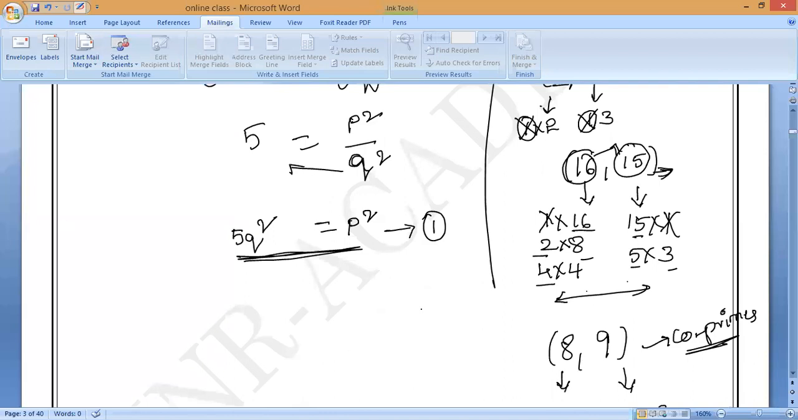Next, what about q square? Q square equal to, from this equation, what is our q square? P square by 5, correct? Into 5 comes to this side as divided by 5. Do you understand this step? Yes, ma'am.